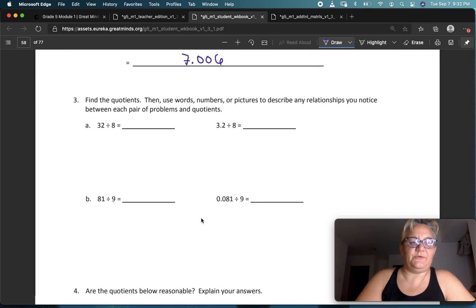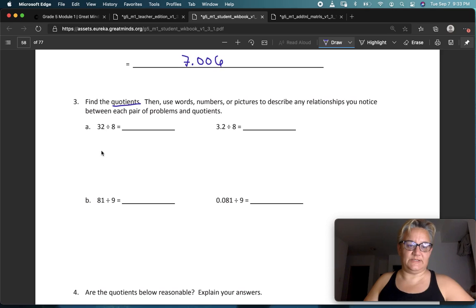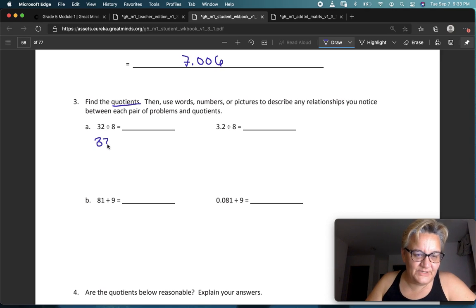Next one, number 3. Find the quotients. What does quotient mean? Quotient means the answer to a division problem. Then use words or word form, numbers or standard form, or pictures to describe any relationship you notice between each pair of problems and quotients. Okay, well, 32 divided by 8 equals what? 4, right? 8 times 4 is 32.